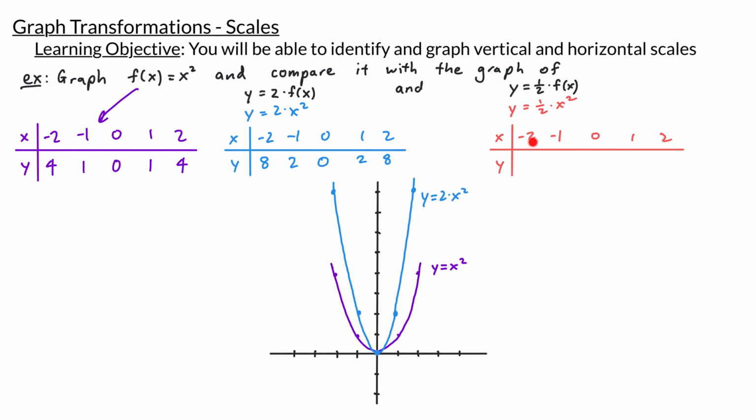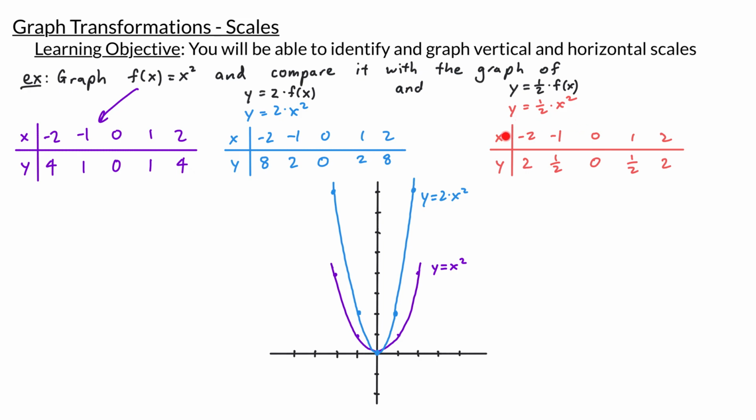So when we plug in x equals -2, we have 1/2 times -2 squared, which is 1/2 times 4, giving us 2. When we plug in x equals -1, we have 1/2 times -1 squared, so that's 1/2 times 1, which is 1/2. When we plug in x equals 0, this is 1/2 times 0 squared, which is 1/2 times 0, which is 0. Plugging in x equals 1, we have 1/2 times 1 squared. That's just 1/2 times 1, which is 1/2. Lastly, plugging in x equals 2, 1/2 times 2 squared would be 1/2 times 4, which is 2.